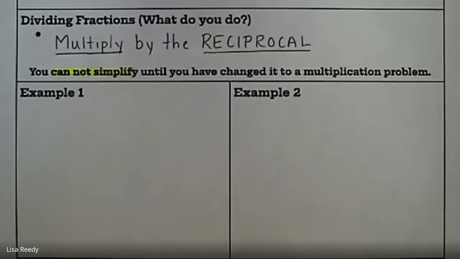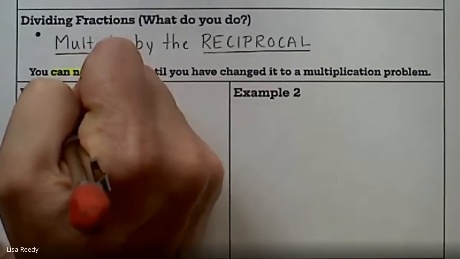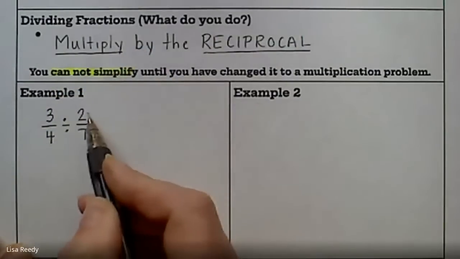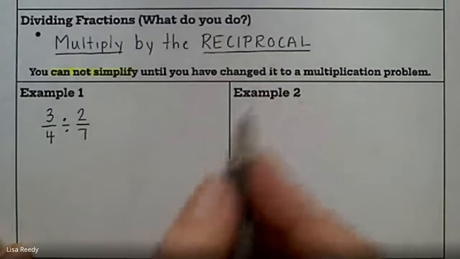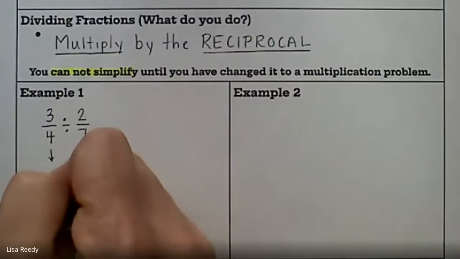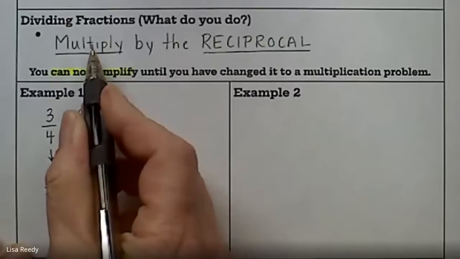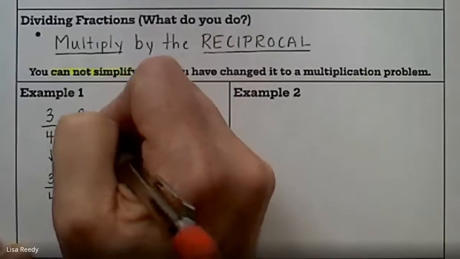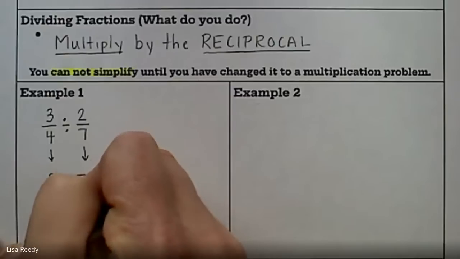So here's my first example. If I give you 3/4 divided by 2/7, okay, that's a division problem. Now, even though 2 and 4 can be simplified, we can't do it right now. The only time you can do it is when it's changed to a multiplication problem. So the 3/4 stays 3/4. You write it exactly the same as it is. Division becomes multiplication, like it says, multiply. And then you take the reciprocal of 2/7, and it is 7/2.